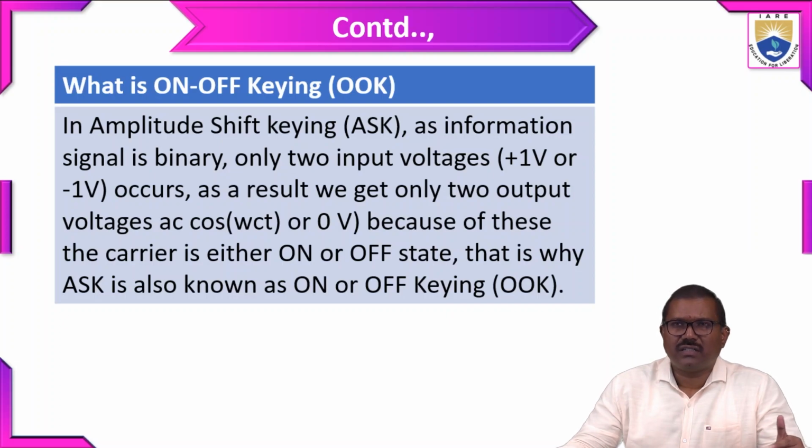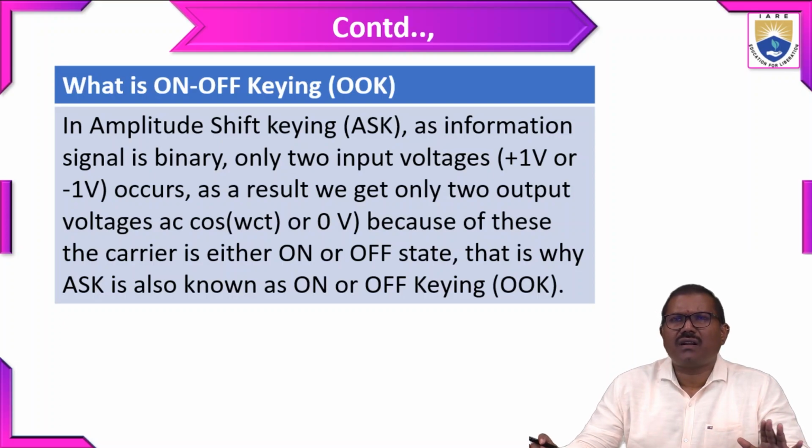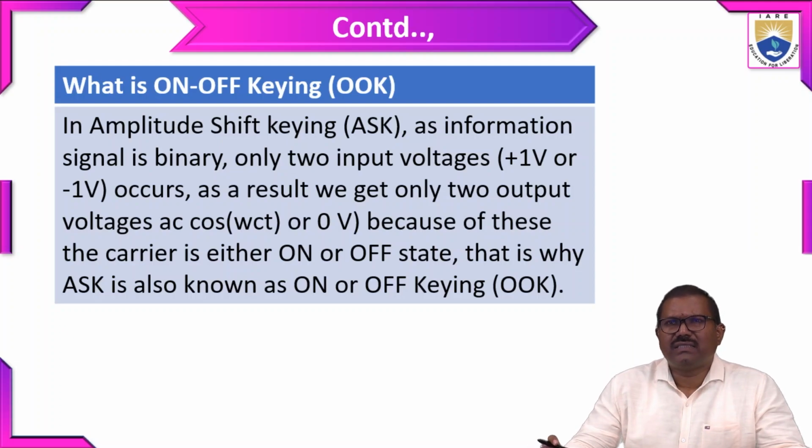We already saw that in the previous slide. For symbol 1, we give the carrier. For symbol 0, there is no carrier. So you can say on-off, just like a switch. When the switch is on, the bulb glows. When the switch is off, the bulb is off. Like that, ASK works as an on-off key. So another name for ASK is on-off keying.